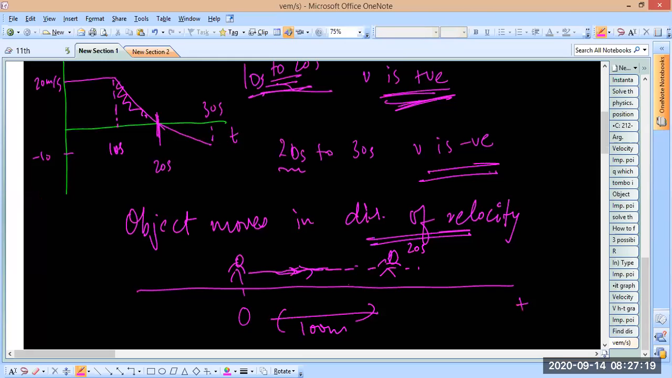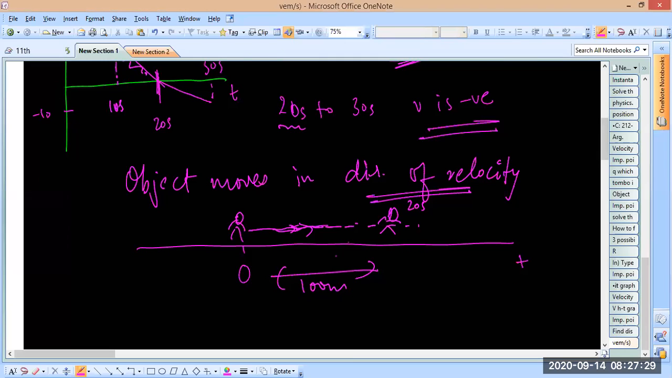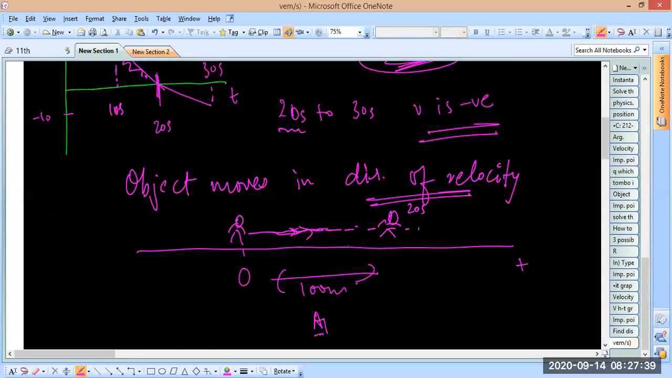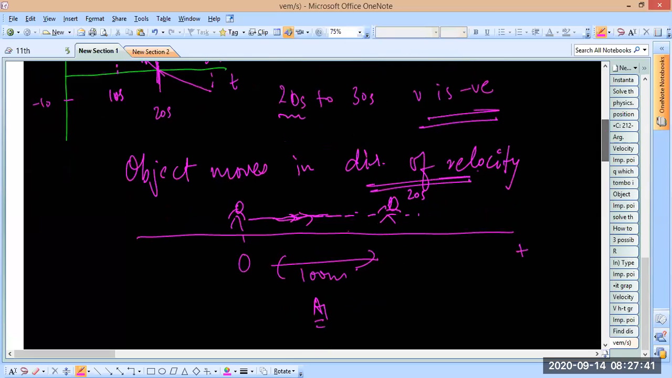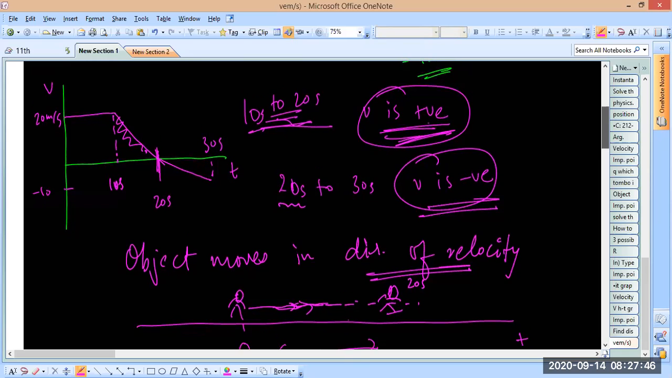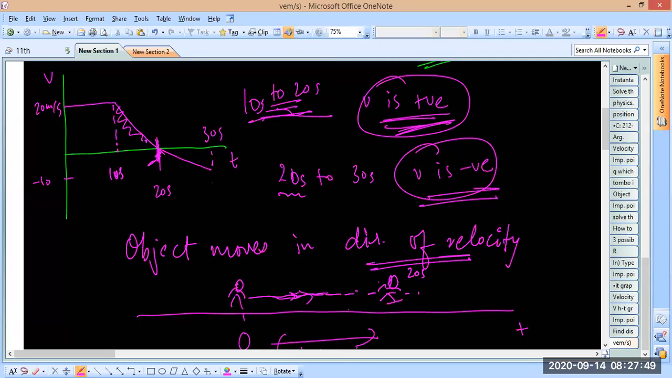So what does that mean? Sahil, the graph is moving down. What does that mean? So let's continue with our discussion. In 0 to 20 seconds, the object is moving towards the positive direction and moves by 100 meter. That is what A1 is. And then from there, the object moves in the negative direction because velocity becomes negative from here. So this person moves 50 meter back. That is A2.